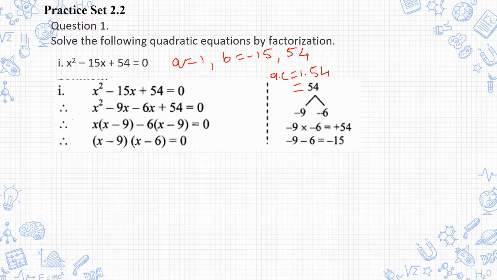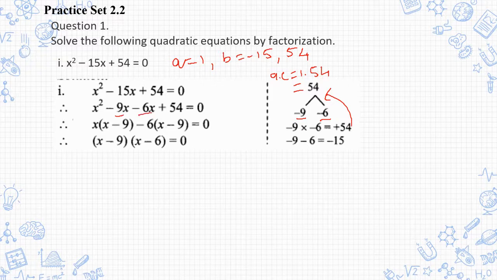So the two such numbers that I can take are minus 9 and minus 6. If we check, minus 9 into minus 6 will be 54, that is this number back. And minus 9 minus 6 will be minus 15, and minus 15 is the middle term. So the way I can split it is minus 9x minus 6x.